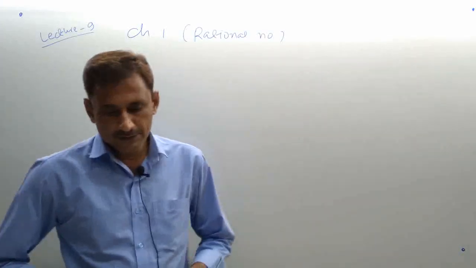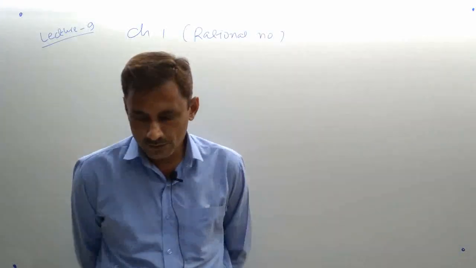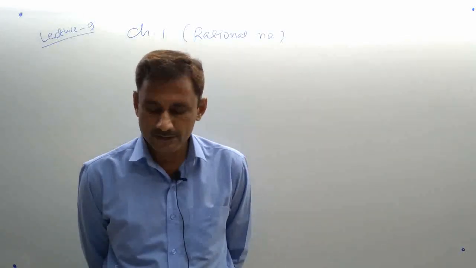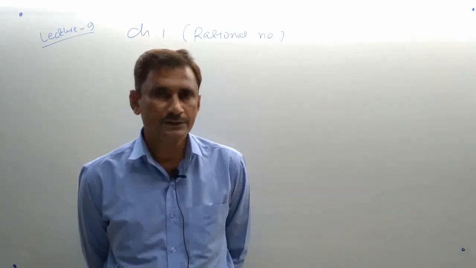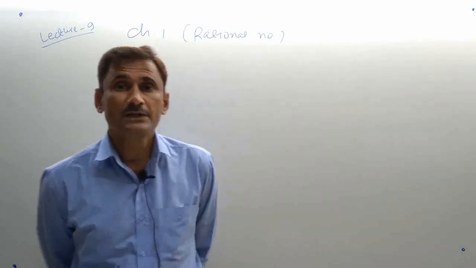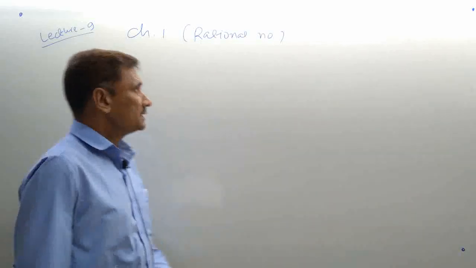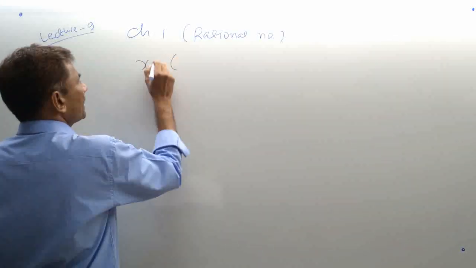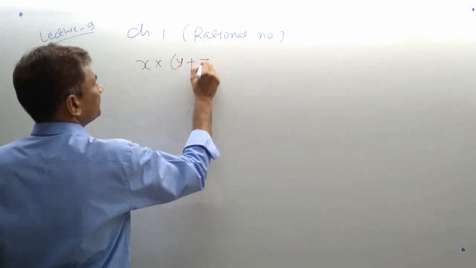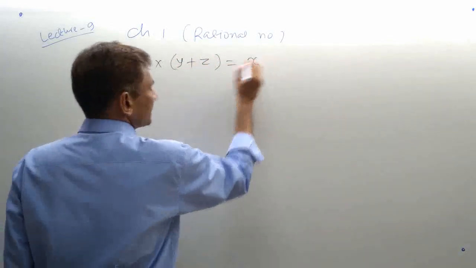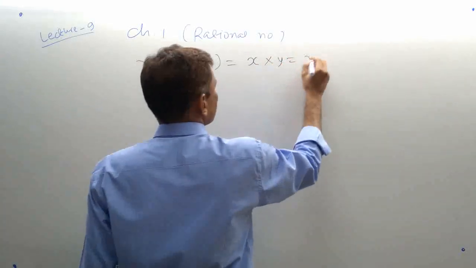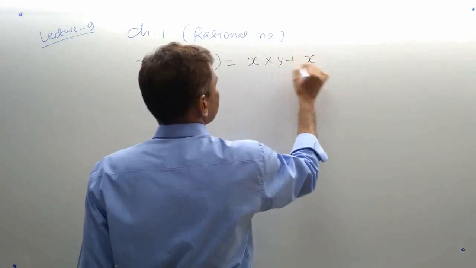Verify the distributive property of multiplication of rational numbers over addition. x multiplied by y plus z is equal to x multiplied by y plus x multiplied by z. First of all, understand, I already explained what the distributive law is. I wrote it as ABC, here they have written XYZ. So it will be x multiply y plus x multiply z.